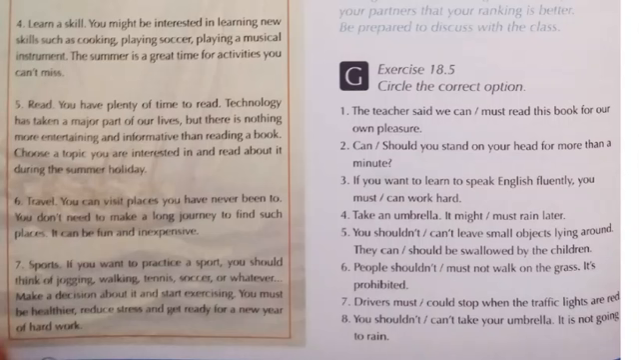It says, the teacher said we can, must read this book for our pleasure. Number 2, can, should you understand your head for more than 1 minute? Number 3, if you want to learn to speak English fluently, you can, work hard. Number 4, take an umbrella. It must rain later. 5, you can't leave small objects lying around. They should be swallowed by children. 6, people mustn't walk on the grass. It's prohibited.